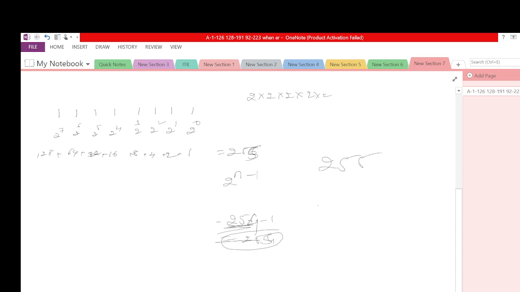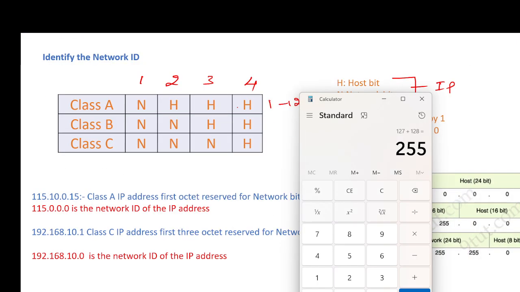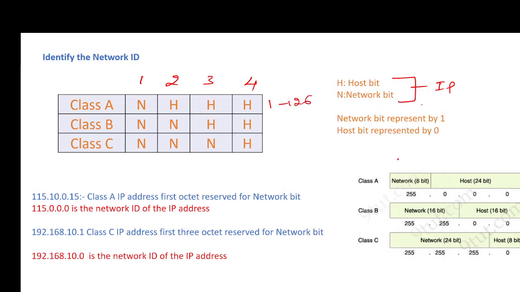So the total is 255. Formula is 2 to the power of n minus 1. 2 to the power of n is 255 minus 1, so the maximum number is 254 that we will write for the IP address. Clear? Clear now, guys? Yes, sir. So you understand why we write 255 only as max.